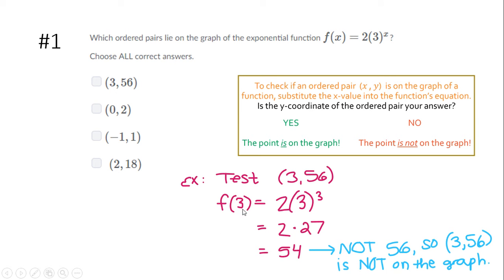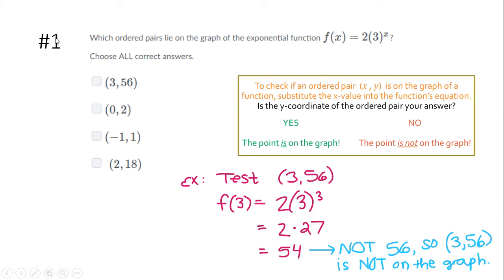So we test f of 3. In other words, we plug in 3 for x. So 2 times 3 to the third. When I multiply that, I get 2 times 27, which is 54. It's not 56, so this is not a solution to my function. It's not an answer, so I wouldn't check that one.